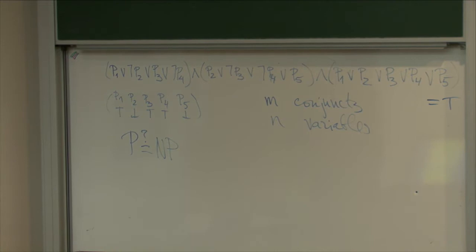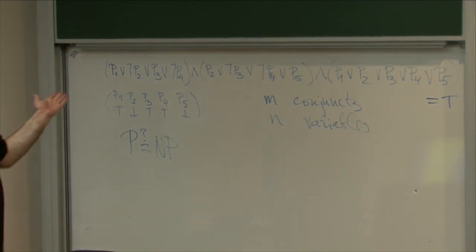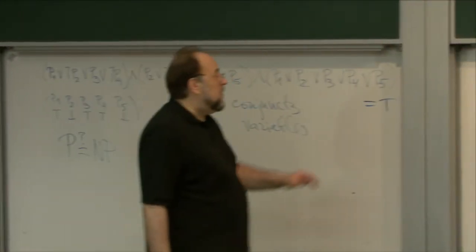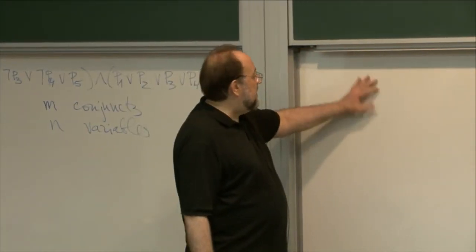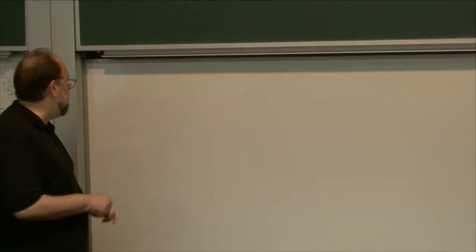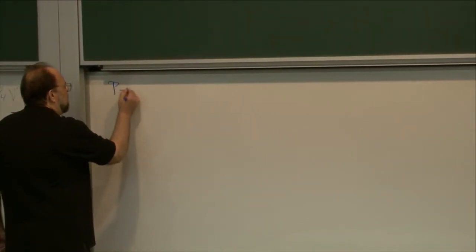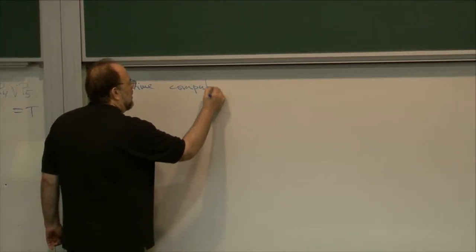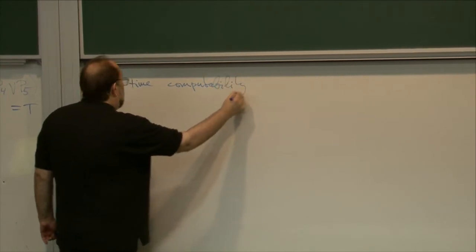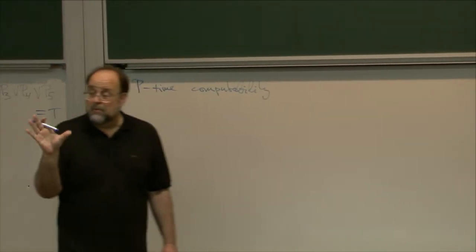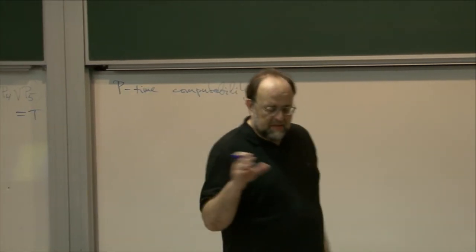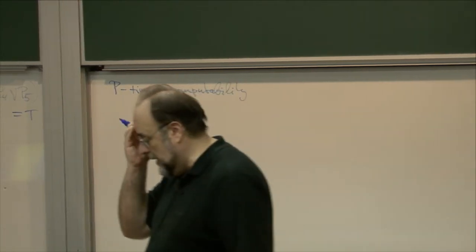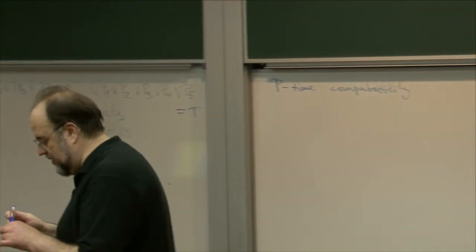So, the problem is extraordinarily simple to formulate. So let's be a little bit more precise. We have to define what is P-time computability. We say that a decision problem, so what's a decision problem? Something whose answer is just yes or no. For example, vertex cover is the following problem.